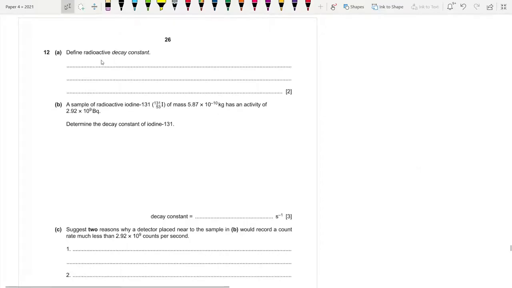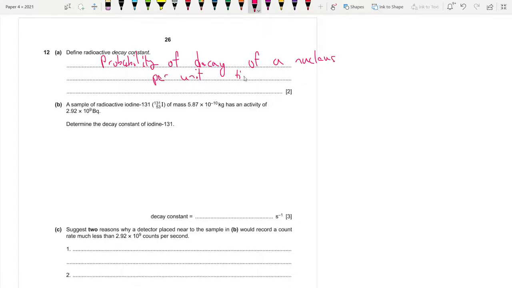What is meant by decay constant? It's the probability of decay of a nucleus per unit time. Okay. A sample of radioactive iodine of mass 5.87 into 10 power minus 10 has an activity of 2.92 into 10 power 9 becquerel. Determine the decay constant of iodine 131.